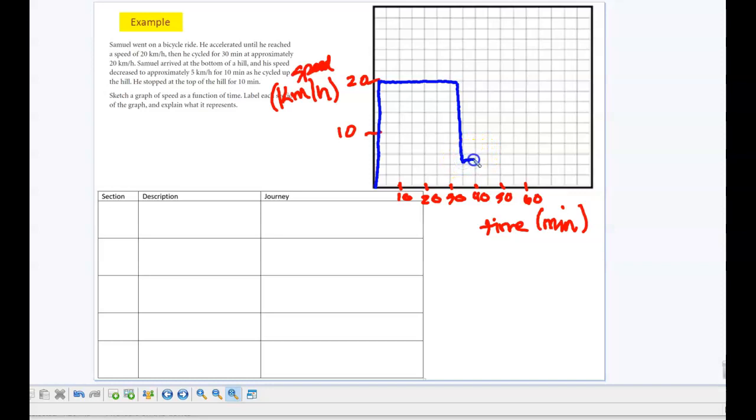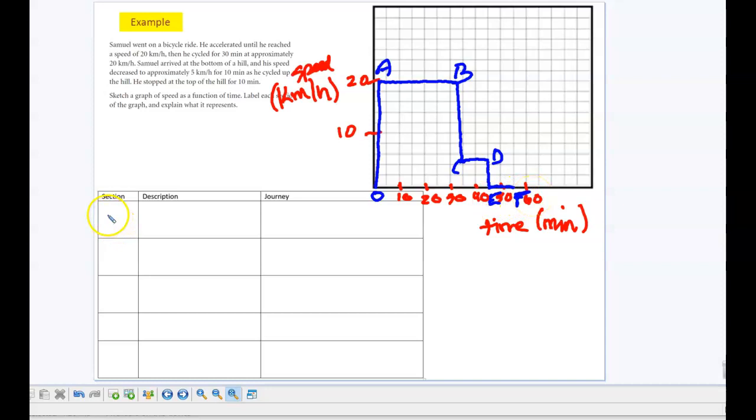So he's going to cycle horizontally. That line will be horizontal for 10 minutes. And then he stops. So his speed goes right down to 0. And he stays at the top of the hill for 10 minutes. Okay, so let's label this O, A, B, C, D. I'll label this section here E, and the last one F.